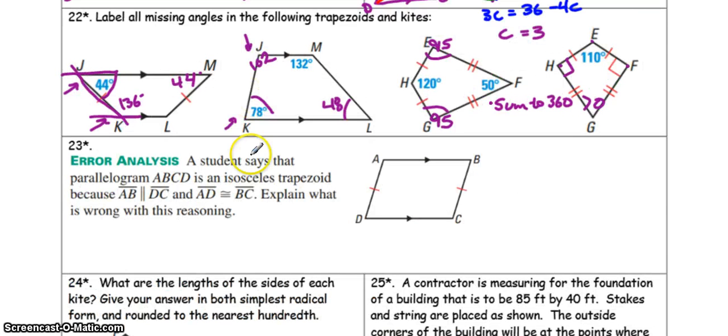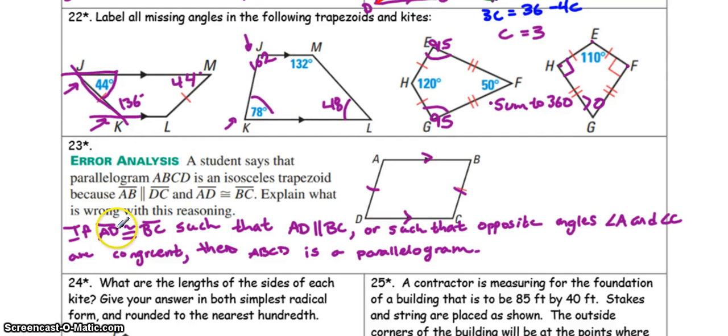Number 23 is an error analysis. A student says that a parallelogram ABCD is an isosceles trapezoid because AB is parallel to DC and AD is congruent to BC. Explain what's wrong with this reasoning. Well, I could see what they were thinking, because an isosceles trapezoid has one pair of parallel sides and one pair of congruent sides. However, in this case, this is not an isosceles trapezoid.